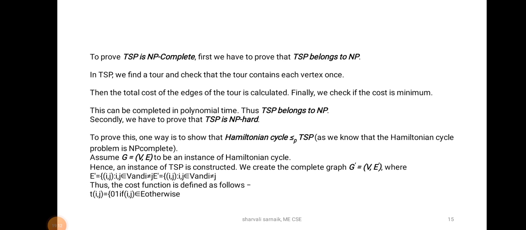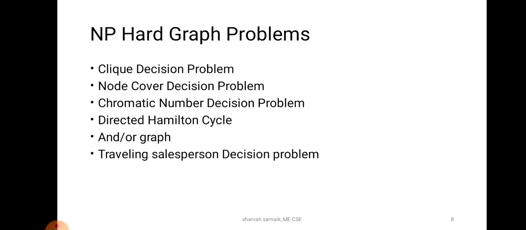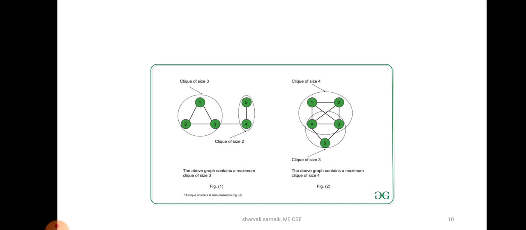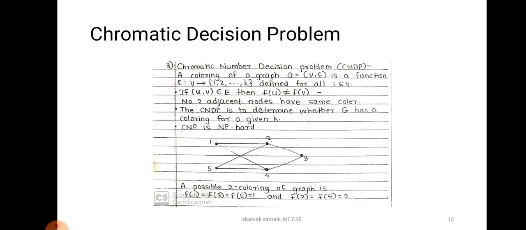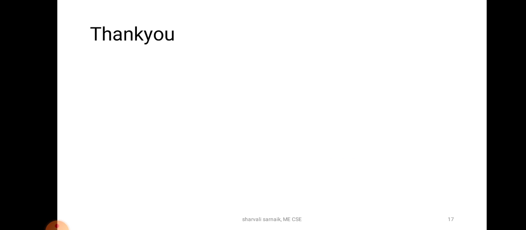So till now we have seen problems such as the clique decision problem, node cover decision problem, chromatic decision problem, directed Hamilton cycle and traveling salesperson decision problem. All these problems come under NP hard graph problems. And we have proved that every problem comes either under NP hard or NP complete classes. So this PPT shows the classes of P, NP complete classes, NP hard classes, and which problems come under NP hard problems and NP complete problems.